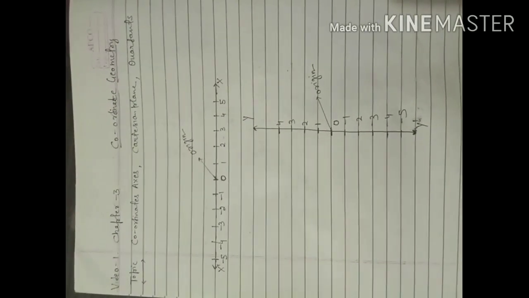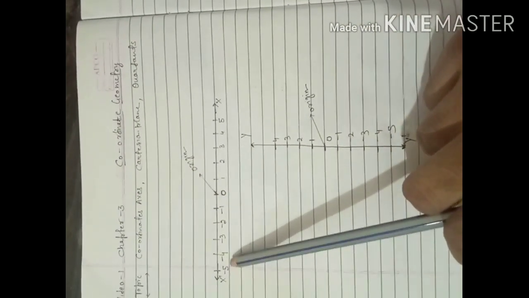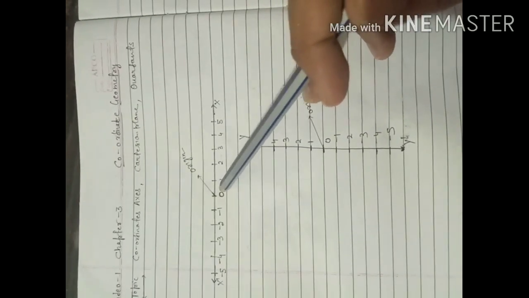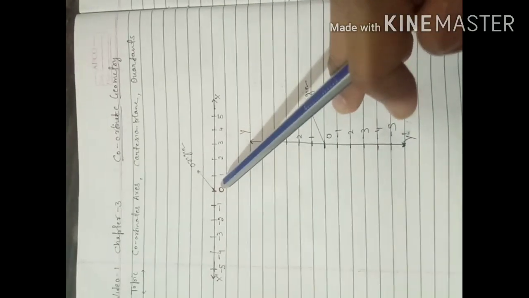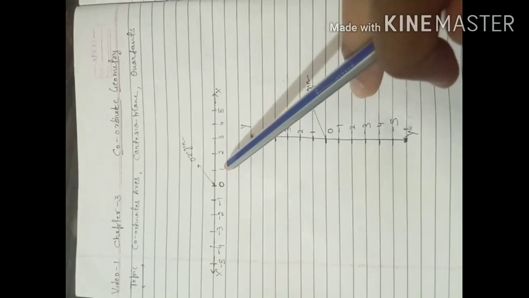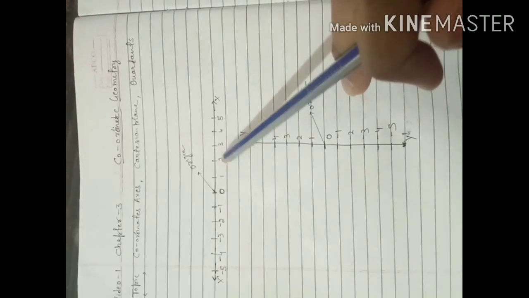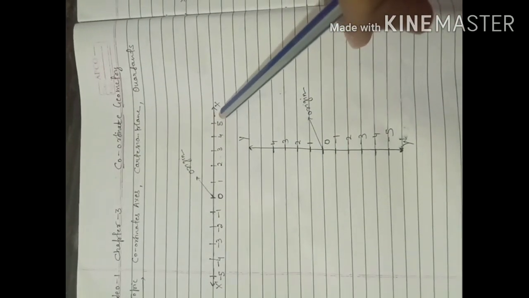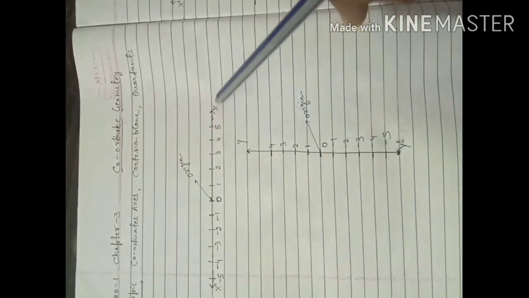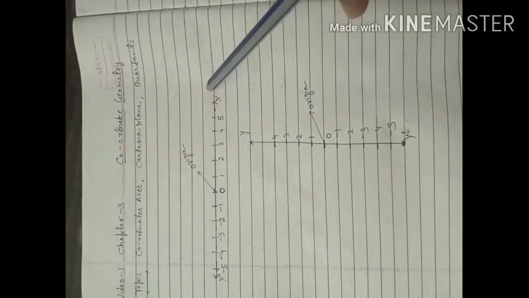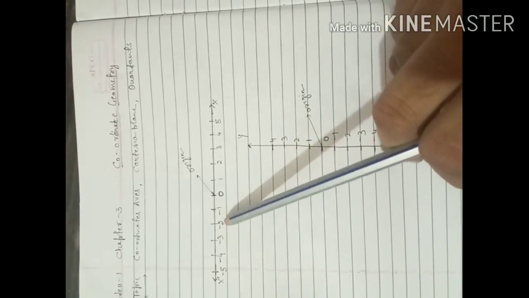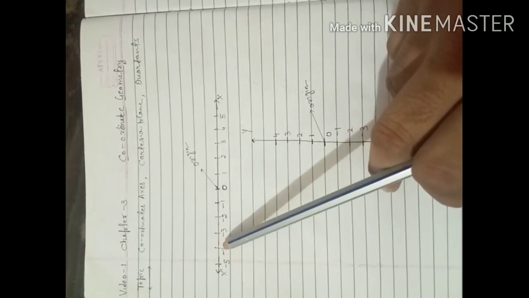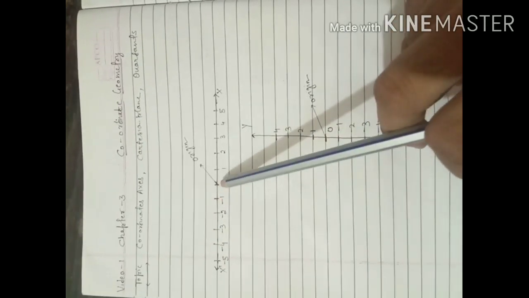Now let us consider our number line. This is our number line. Here 0 is represented by O. Right side of the 0 are positive numbers 1, 2, 3, 4, 5, denoted by OX, and left side of the 0 represents negative numbers minus 1, minus 2, minus 3, minus 4, minus 5, represented by OX dash.